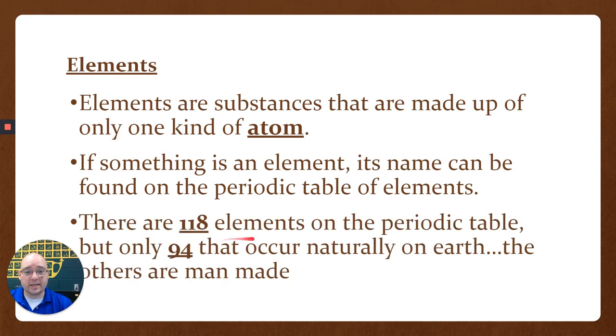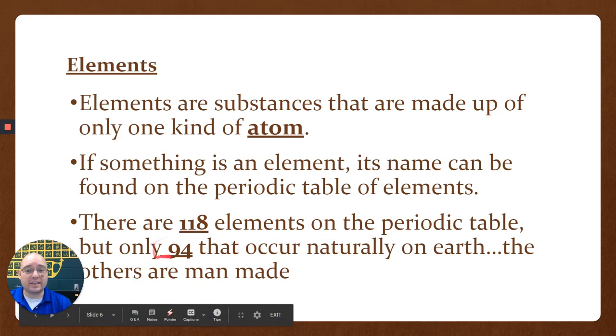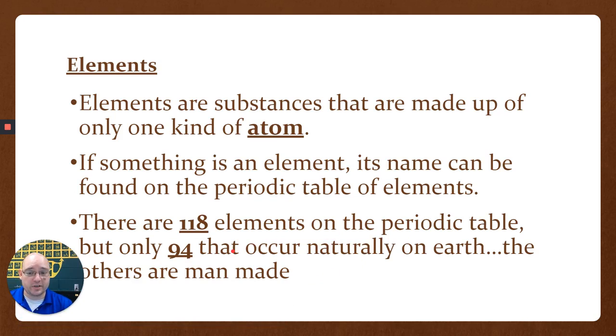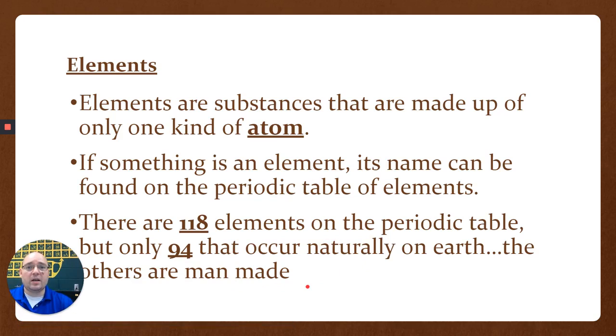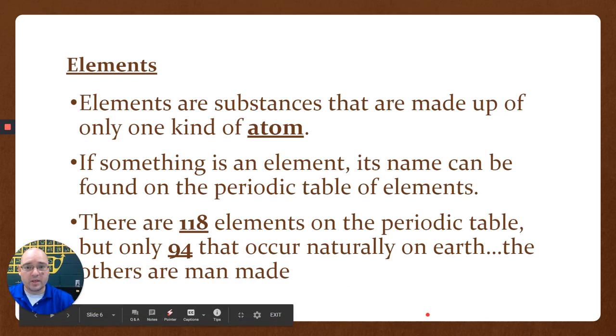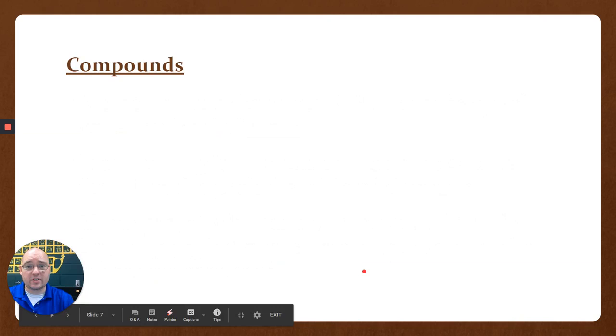All right, there are 118 elements on the periodic table, but only 94 of them actually occur naturally on Earth. The others are man-made, and later we'll talk about why we go through the process of trying to man-make them. In short, it's so that we can understand how they're put together. But only 94 of them occur naturally on Earth. So there we go. That's elements.